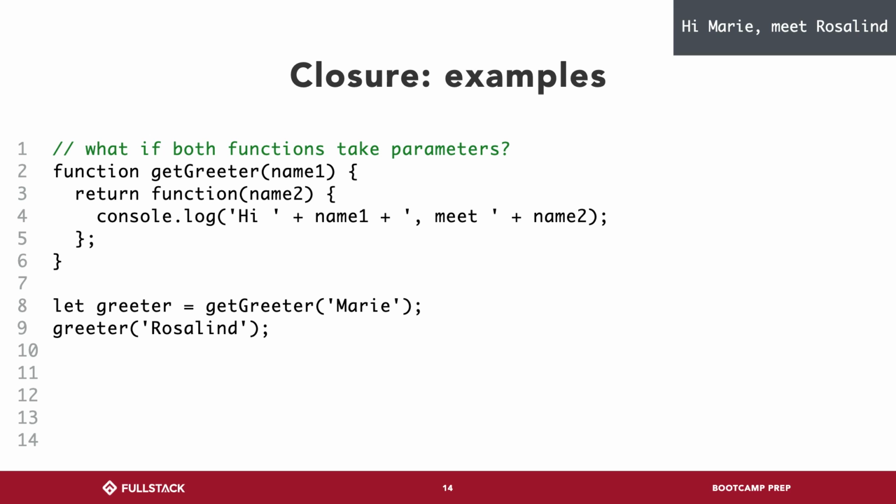Console.log hi name1, what is name1? It's not defined in this function, so we look to the outer function and we see it's this parameter, name1. And then when getGreeter was run originally, it was Mary. So that's why we see, hi Mary, meet Rosalind. Does that make sense?